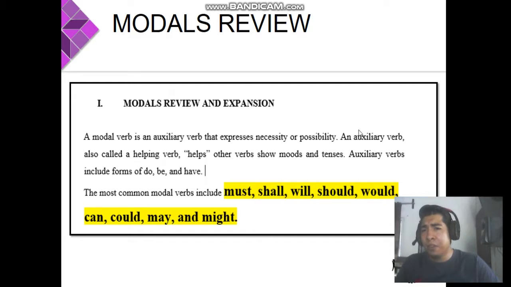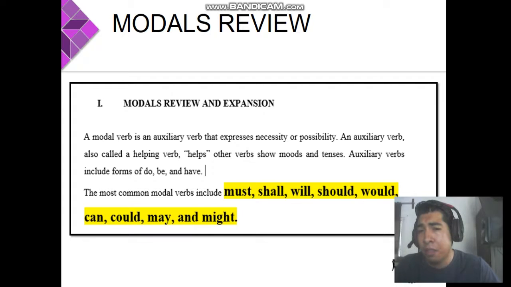So a modal verb is an auxiliary verb that expresses necessity and possibility. Esto quiere decir que expresa necesidad y posibilidad de hacer las cosas. An auxiliary verb se le puede llamar también helping verb. So, si en algún libro de grammar usted ve que hablan de un helping verb o de un auxiliary verb, estamos hablando de la misma cosa.